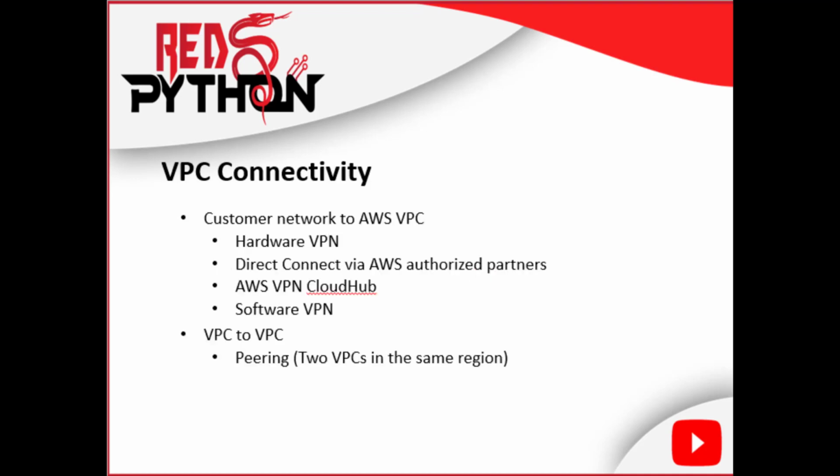So how can we connect VPCs? You can connect a VPC to your on-prem network using a hardware VPN. You can use the Direct Connect service from AWS. It's through authorized partners within different regions in the world. You can as well use AWS VPN CloudHub, and you can use software VPN. You can as well peer VPCs within the same region.